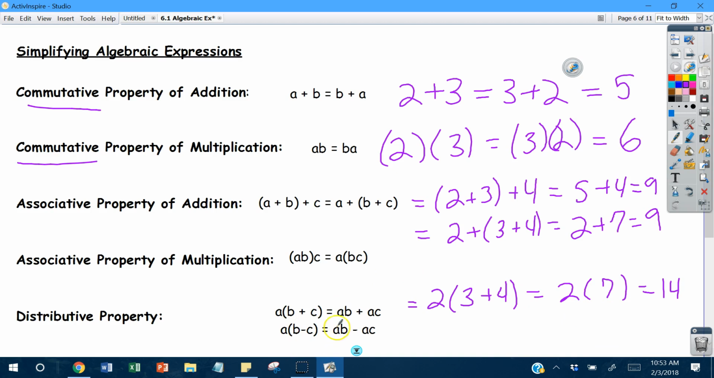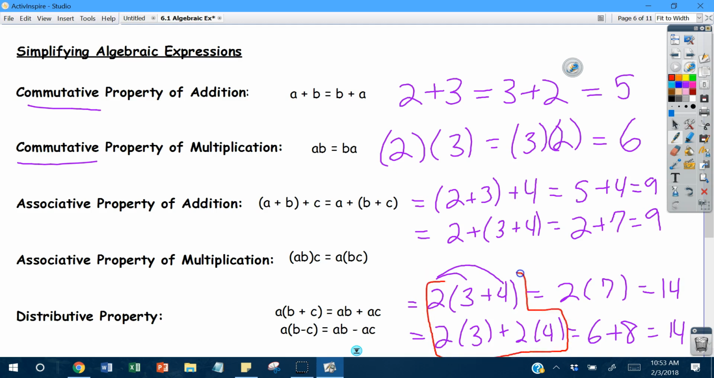But if I were to do what's written over here instead, I could rewrite this, let's use the little distributive bars, as 2 times 3 plus 2 times 4, which is 6 plus 8, which is 14. So the distributive property is actually something we're going to use a lot in algebra, where you take these two expressions, 2 times (3 plus 4), and you change it to 2 times 3 plus 2 times 4. So that's really something we're going to use. And the same thing works for subtraction.